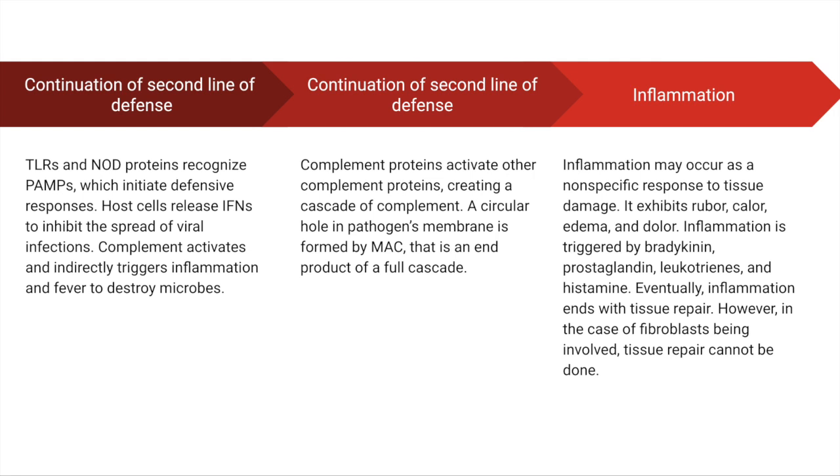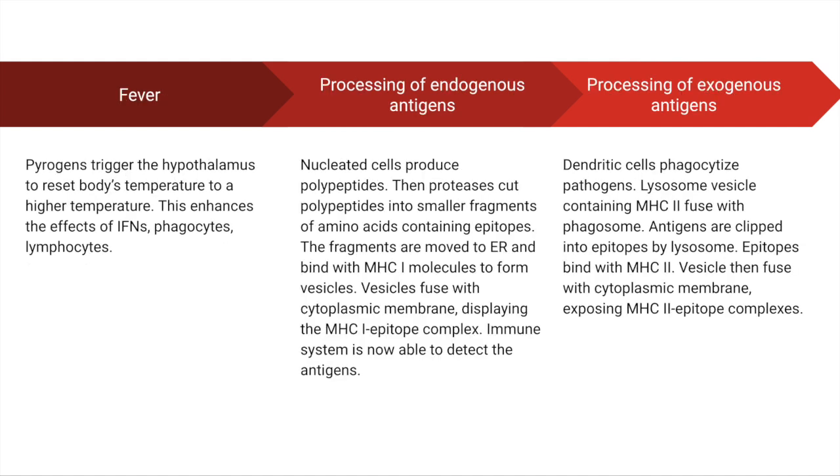Now we're going to move on with fever. Fever happens because of the presence of pathogens. Pathogens trigger the hypothalamus of the brain to reset the body's temperature to a higher temperature. This is essential to enhance the effects of interferons, or IFNs, phagocytes, and also lymphocytes. The fever will persist for as long as the pathogens are present.